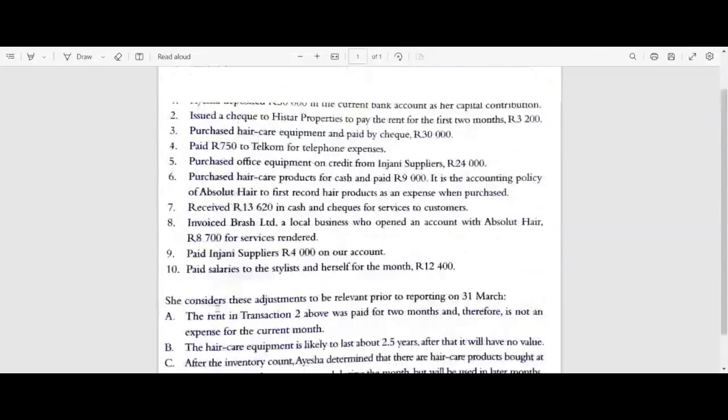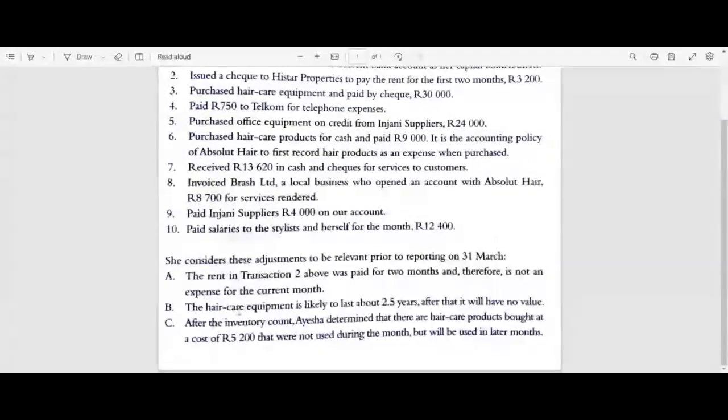Then they say number B, the hair care equipment. The hair care equipment is likely to last about 2.5 years. After that, it will have no value. So this is where the matter of depreciation comes in. They are saying the hair care equipment is likely to last us 2.5 years, and after that, we can't get any money for it.